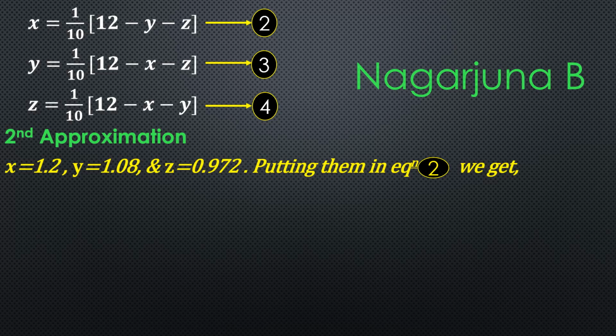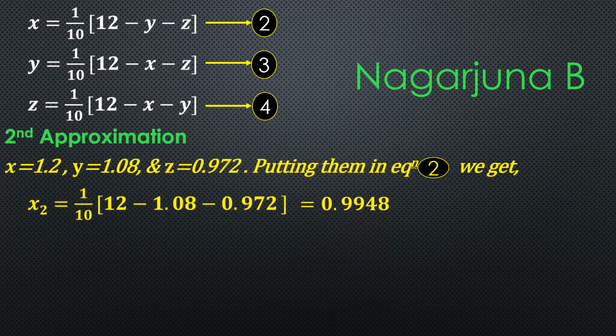Putting them in equation 2, since it is a second approximation, we write x2 is equal to 1 divided by 10 into 12 minus y value is 1.08 minus z value is 0.972. In the calculator you need to type, open the bracket, 12 minus 1.08 minus 0.972, close the bracket, divided by 10, and that answer is 0.9948. Now we got the value of x.